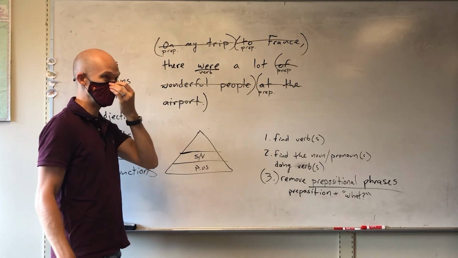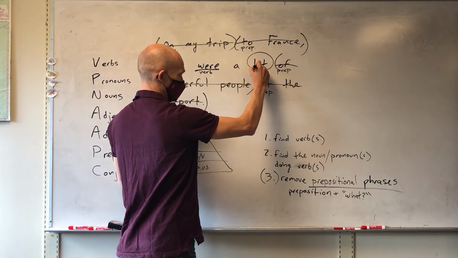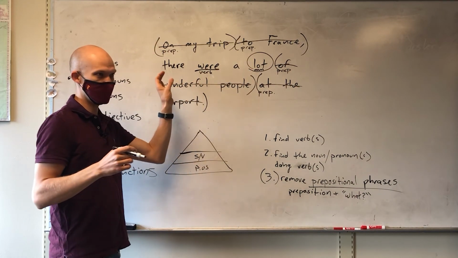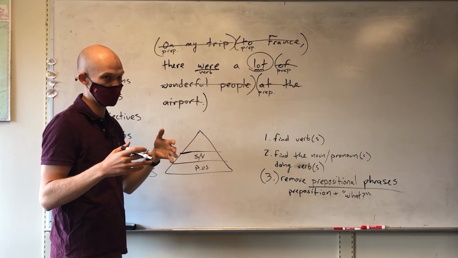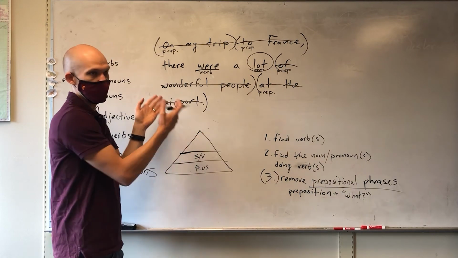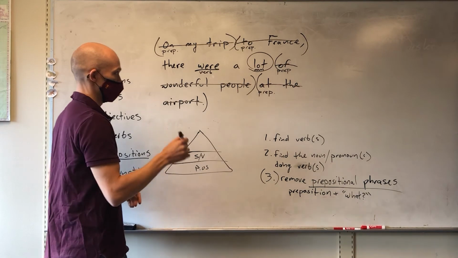Okay. So the answer is lot. Lot is a noun here. This is to show you that when you've got the word there, there are some situations where the subject can come after the verb. There'll usually be ones like this. There were this. There is this. Okay.